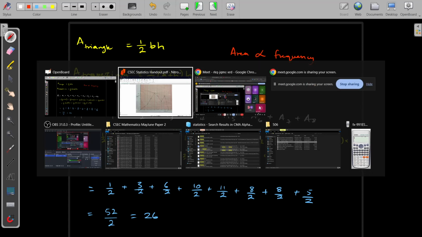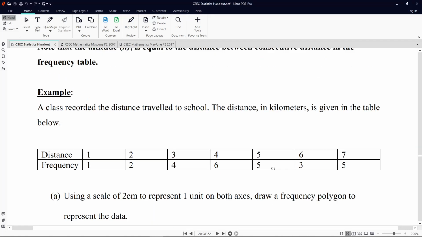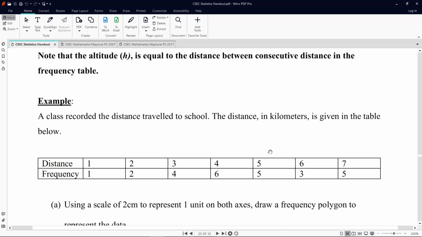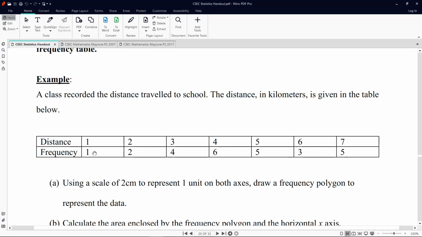And let's jump back to the question real quick. So we got 26 as the area. So let's count up the frequency. That's 3, 7, 13, 18, 21, 26. So whatever area you get under the curve for ungrouped data of a frequency polygon is going to be the same as the total frequency. So that's one way to know that you're correct.